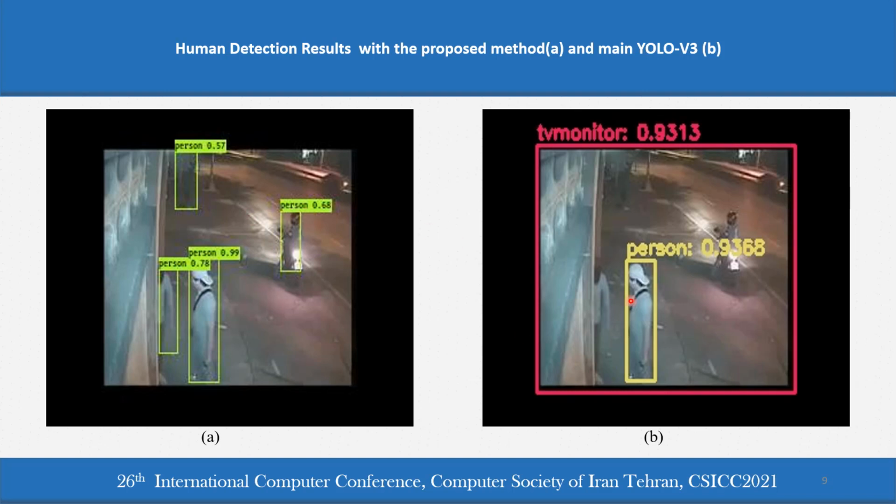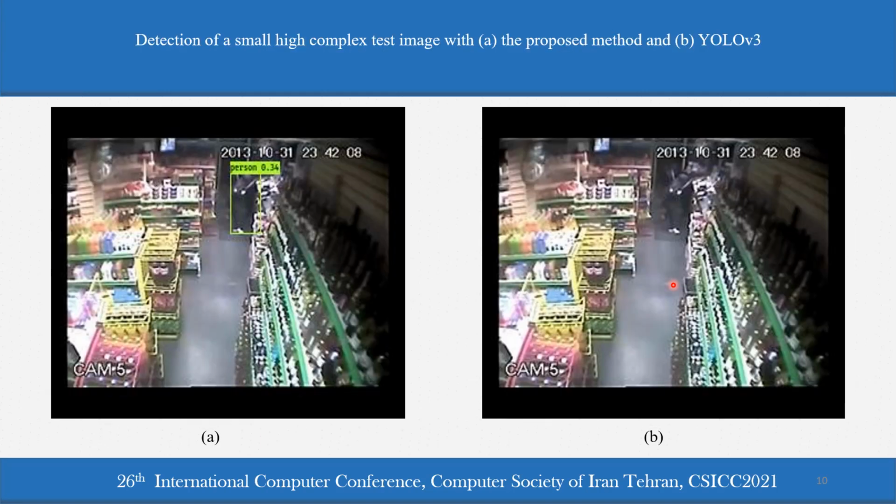Despite that, the main YOLO version 3 could not detect the humans in the image, and you can see that just one of them, which is bigger and clearer than the others, has been detected. These figures show an example of a very small, low-resolution human with high complexity in the scene that is detected by the proposed method. The left image could not be detected by main YOLO version 3.